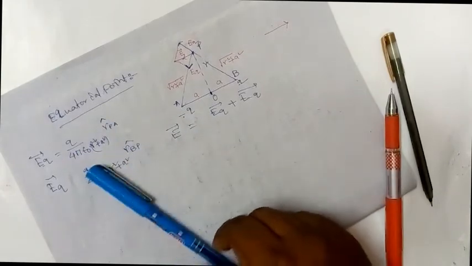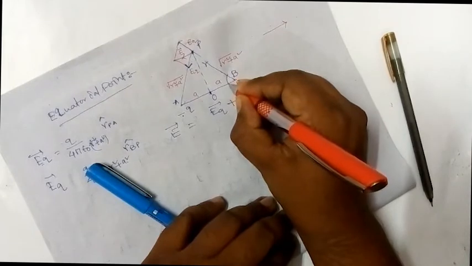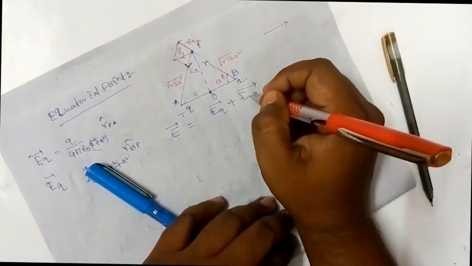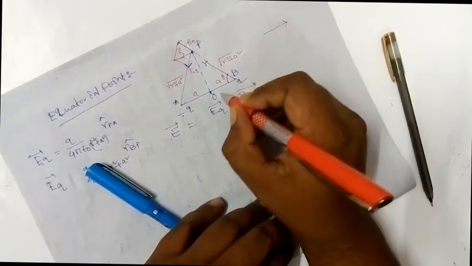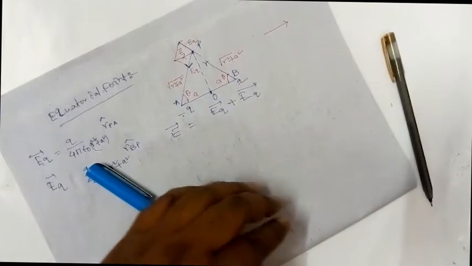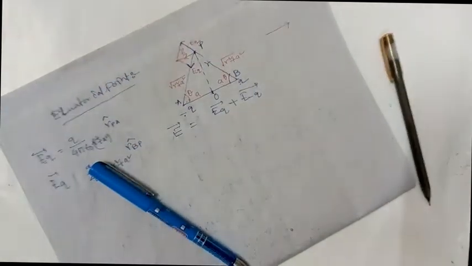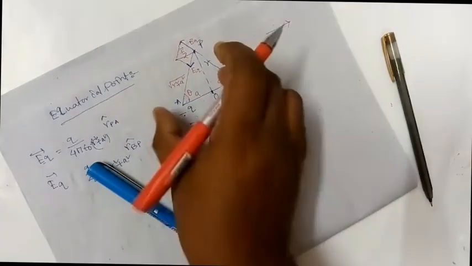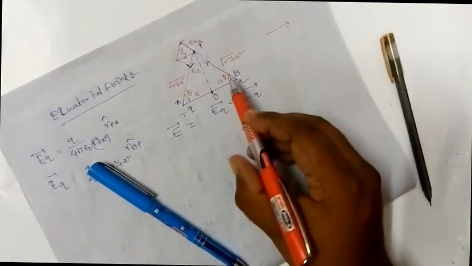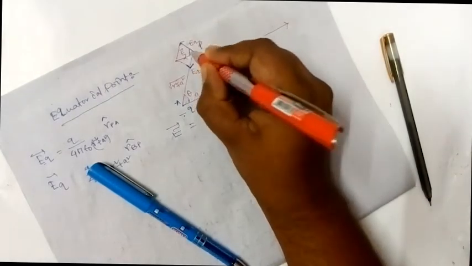Now, how are we able to find it? Let's see. If I assume this angle is theta, then this angle will also be theta, because the two sides are the same. It is an isosceles triangle, so as the two sides are the same, the two angles should be the same.